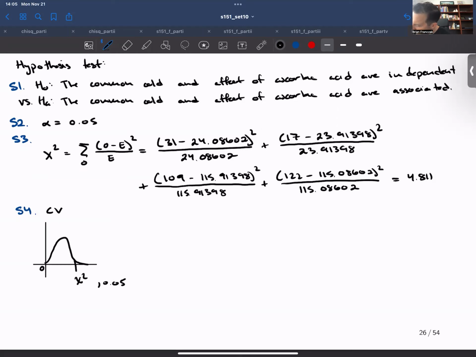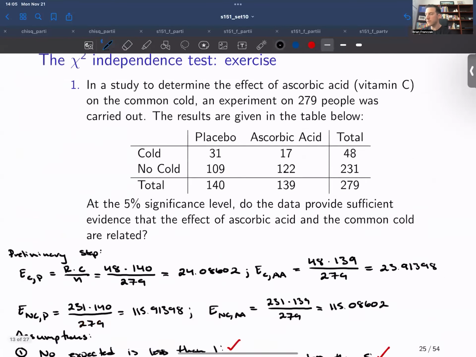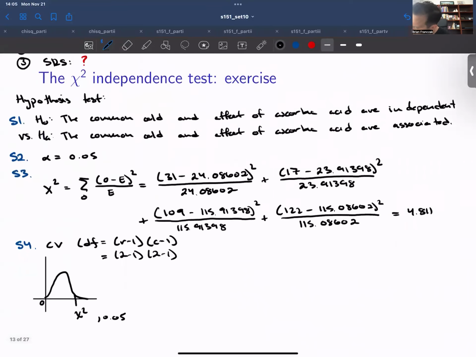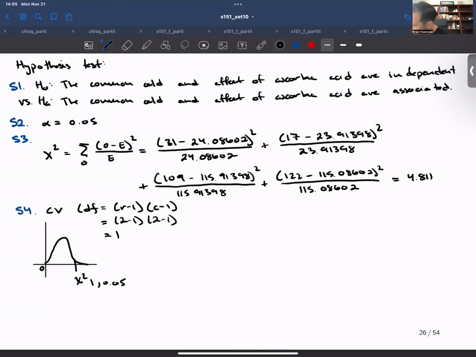Okay, so the degree of freedom for an independence test is the number of rows minus 1 multiplied by the number of columns minus 1. So this is going to be 2 minus 1 times 2 minus 1. Because if we go back to our contingency table, you can see we have 2 rows, cold, no cold. That's the number of rows, so 2, and 2 columns, placebo and ascorbic acid. So the number of columns is 2. So we have 2 minus 1 times 2 minus 1, which is simply 1. So we have a critical value on 1 degree of freedom and 0.05.